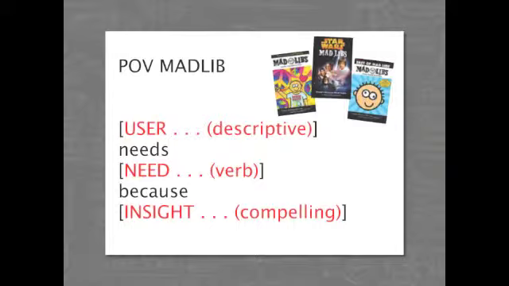To help us create an effective point of view, we can use a Mad Lib. Mad Lib needs a user, a need, and an insight. For example, so-and-so needs something because of this.